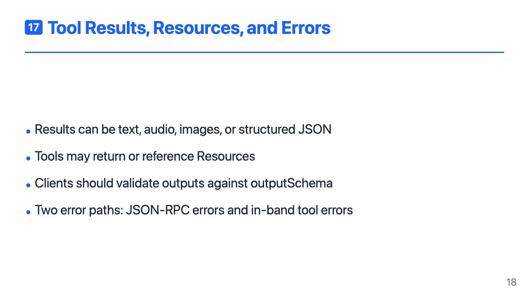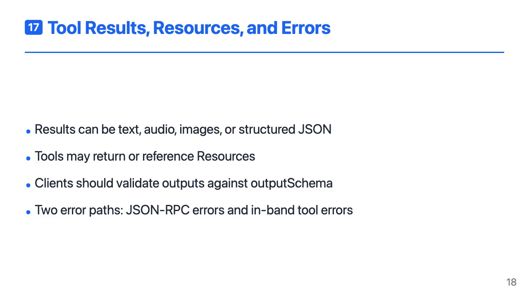MCP tools can return both unstructured and structured content. Unstructured results might be plain text, images, or audio blobs. Structured results are JSON objects that should match the tool's output schema. Tools can also return resources, either embedded or as links to external URIs, which might represent files, logs, or other data. Because resources can be risky, clients should only consume them from trusted sources. For failures, MCP supports 2 layers of error reporting: protocol-level JSON RPC errors for things like unknown tools, and in-band tool errors marked with an is error flag.